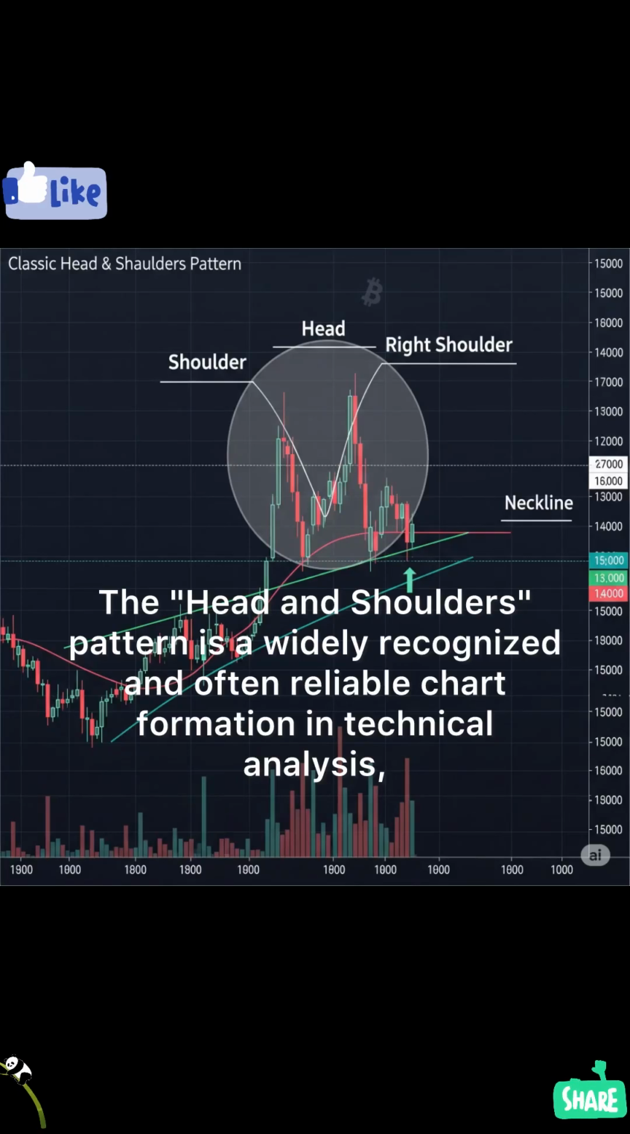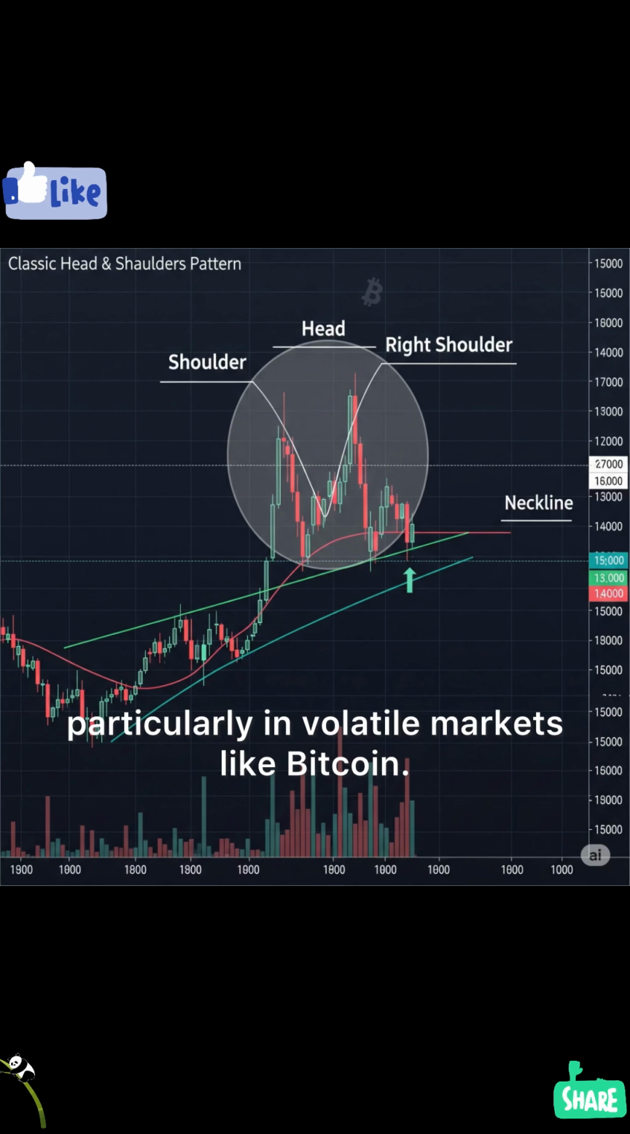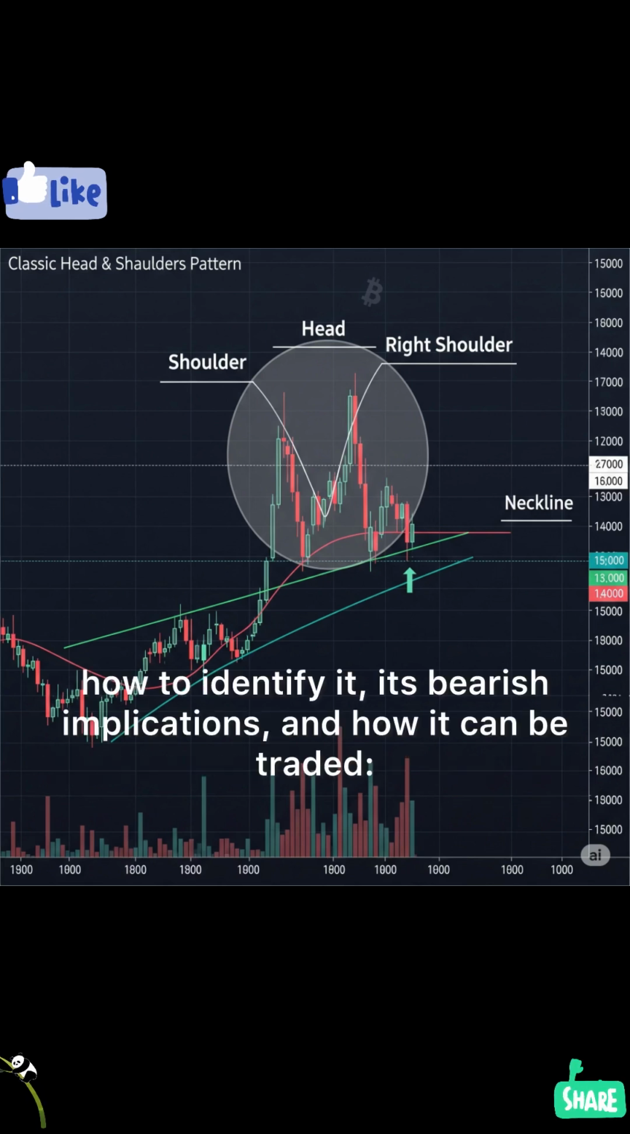The head and shoulders pattern is a widely recognized and often reliable chart formation in technical analysis, frequently used to predict trend reversals, particularly in volatile markets like Bitcoin. Here's a breakdown of what it is, how to identify it, its bearish implications, and how it can be traded.